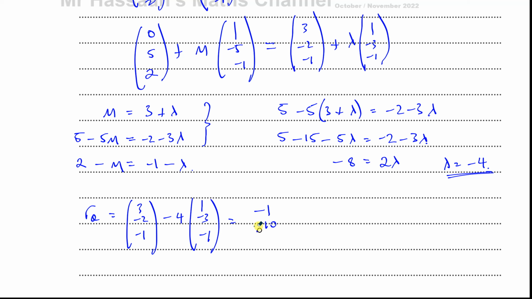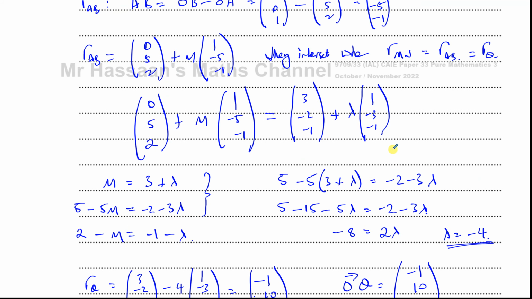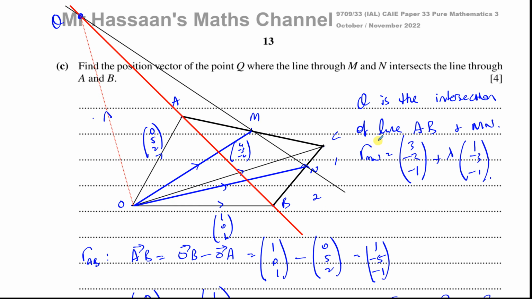I'm just messing up there. And then you have minus 1 plus 4. Minus 1 plus 4 is going to be 3. So minus 1, 10, 3. That is the position vector of Q. Minus 1, 10, and 3. Okay, so there's the answer to this question.